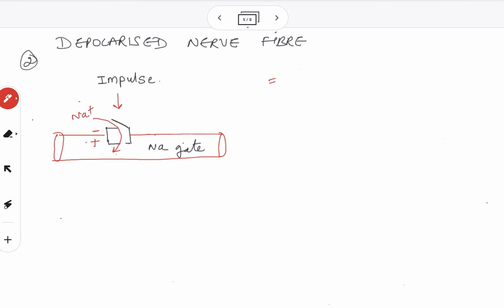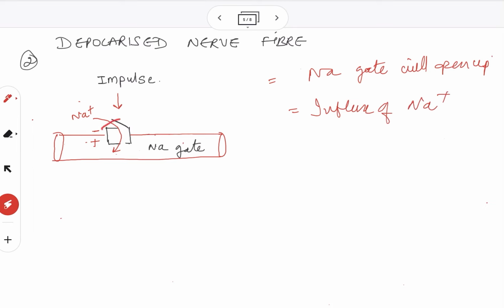Now after this we have the depolarized nerve. In the depolarized nerve, the sodium gate or channel will open up and there will be influx of sodium ions. So this sodium channel will open up, there will be influx of sodium ions. So what will happen? There will be negative charge on the outside and there will be positive charge inside the axon. This happens after the impulse on the axon.